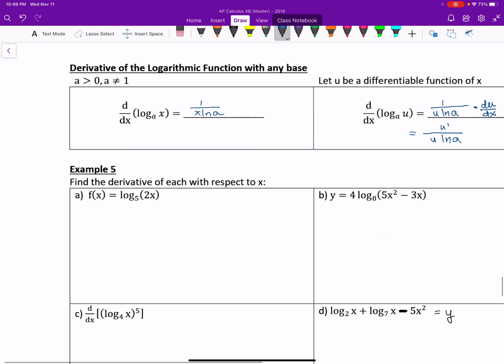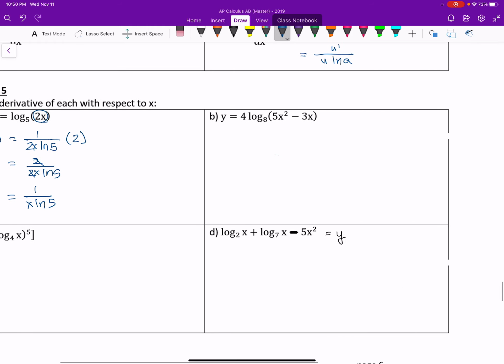All right, so let's try some problems. So in this particular case, I know the logarithmic rule, f prime of x, is going to be 1 over 2x. However, the base is 5, so I have to also divide by the natural log of 5. And then I have to use the chain rule, so times 2, because that's the derivative of the interior. So that's going to give me 2 over 2x natural log of 5. The 2's cancel out. I get 1 over x times the natural log of 5.